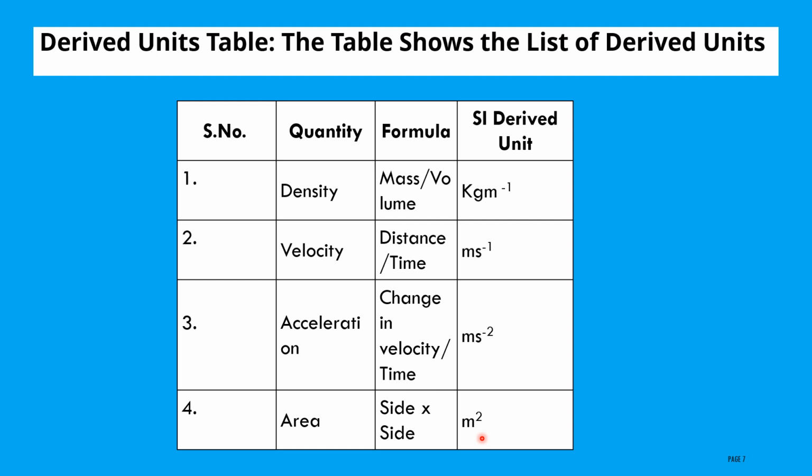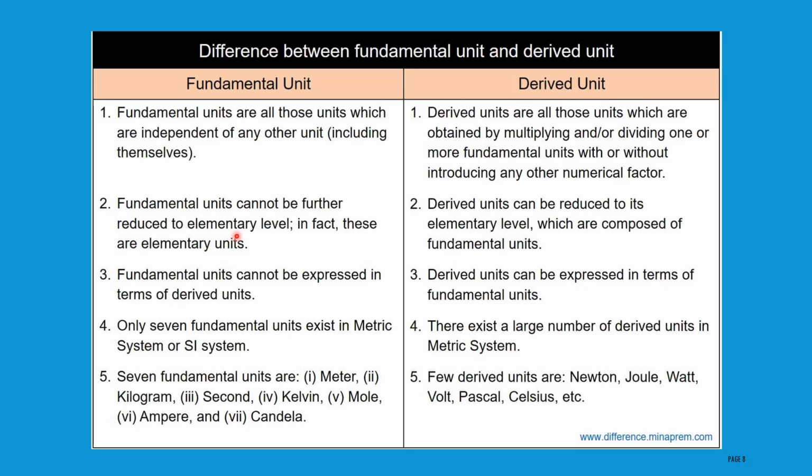Here you can observe the derived unit is a combination of fundamental units. Here you can see the fundamental units are kg, meter, second. These are the fundamental units for mass, length, time. Therefore, derived units are obtained by the combination of fundamental units. Let us discuss the difference between fundamental units and derived units.